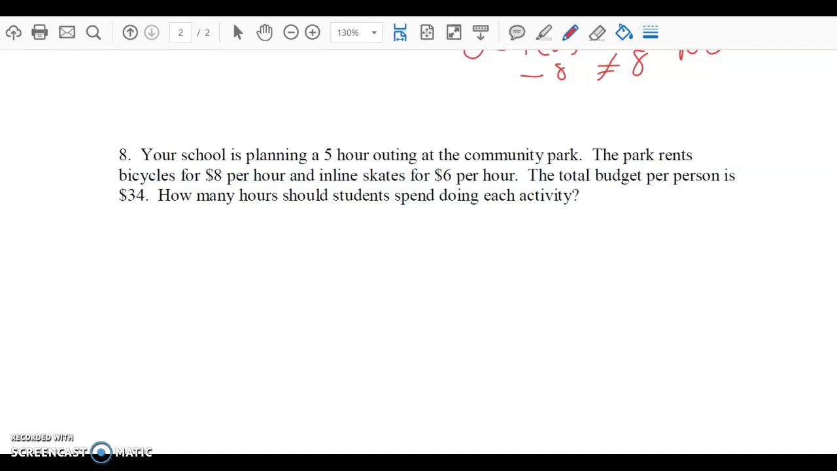So when you have systems of equations, you have to figure out the two variables. And there's a lot going on in this problem. But the variables are actually the number of bikes and the number of skates. So we're going to let x equal the number of bikes, and we'll let y equal the number of skates.